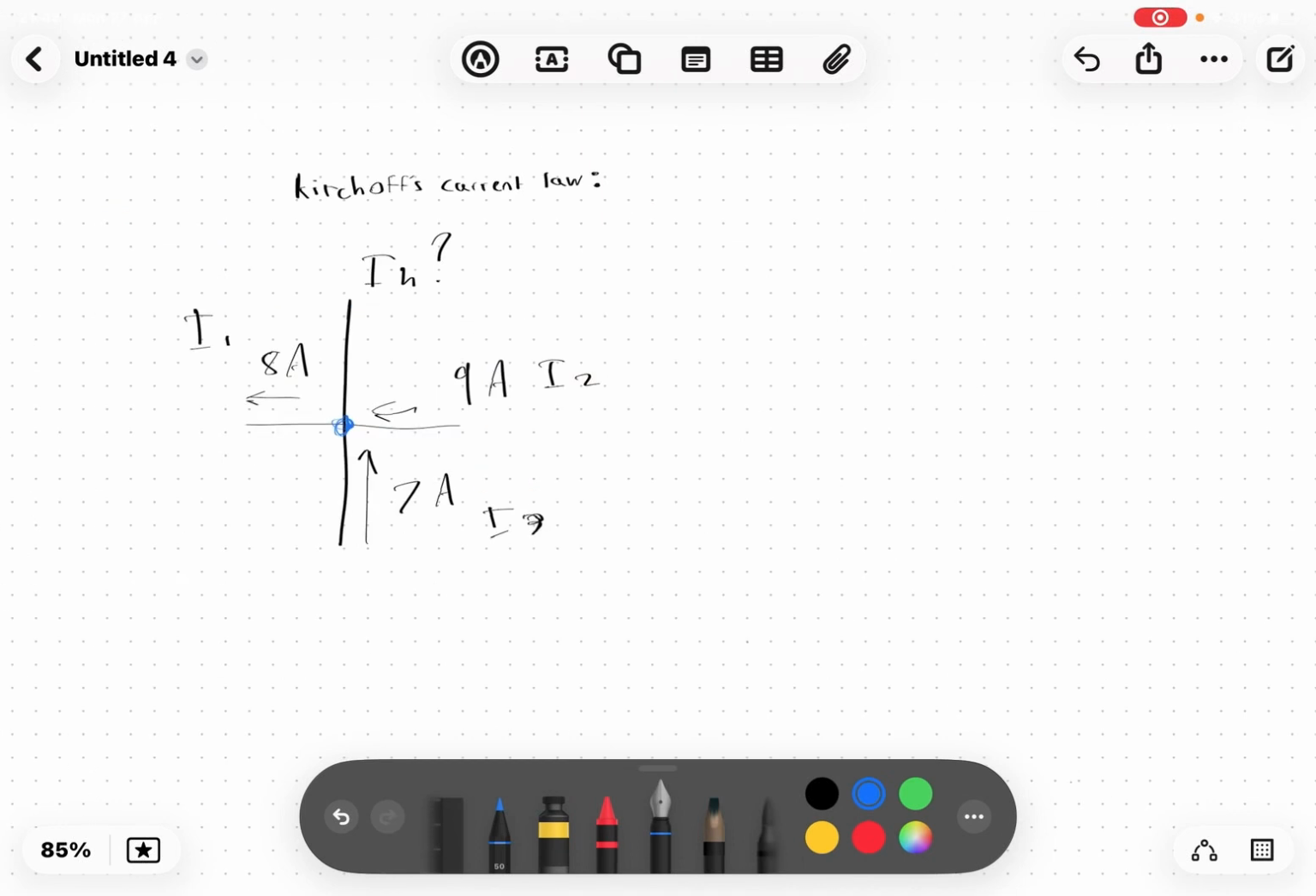So again, they have to equal 0. Let's go. We have negative 8 plus 9 plus 7 plus I4, which is 8 plus I4 equals 0. Then we move the 8 over, and it changes its sign, so I4 is negative 8.